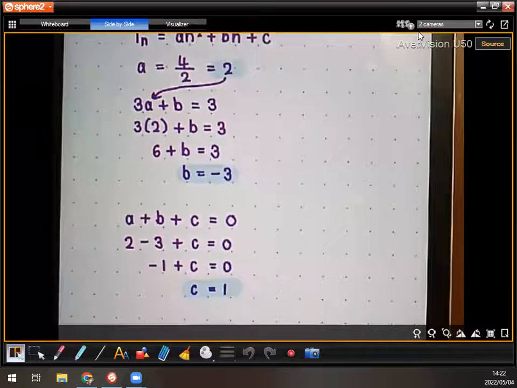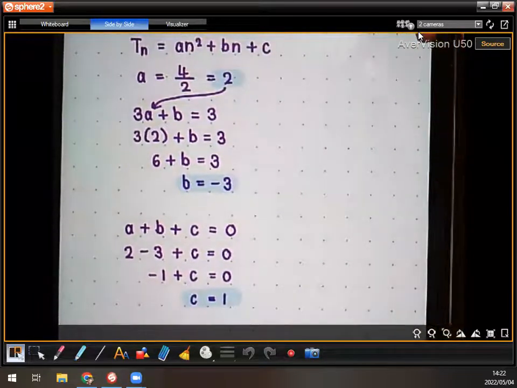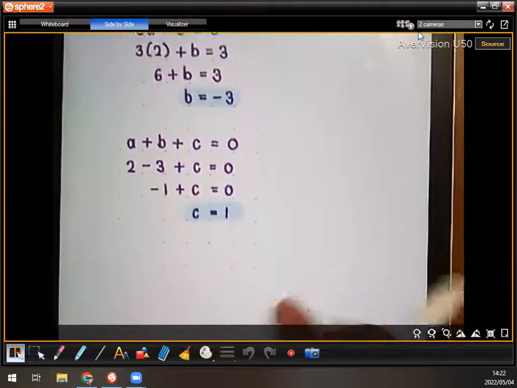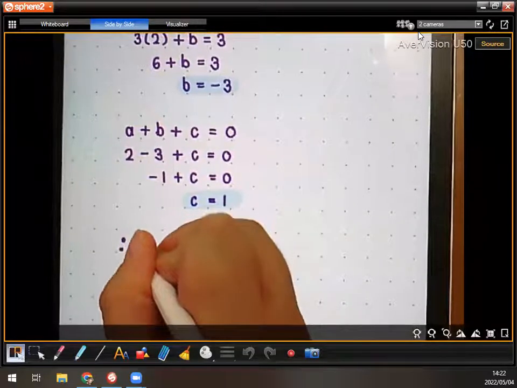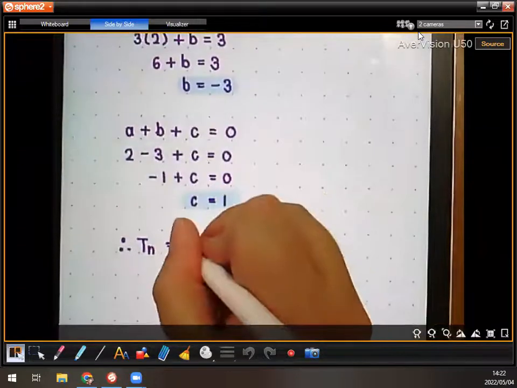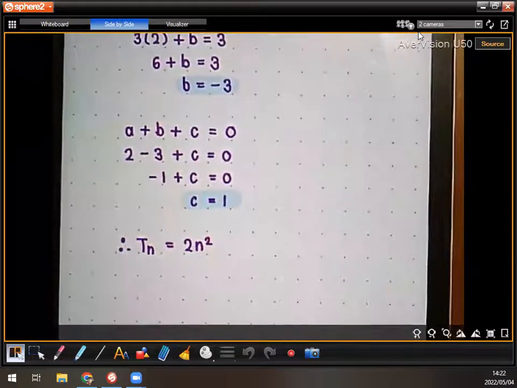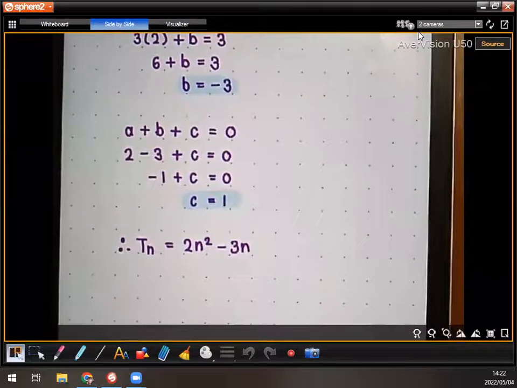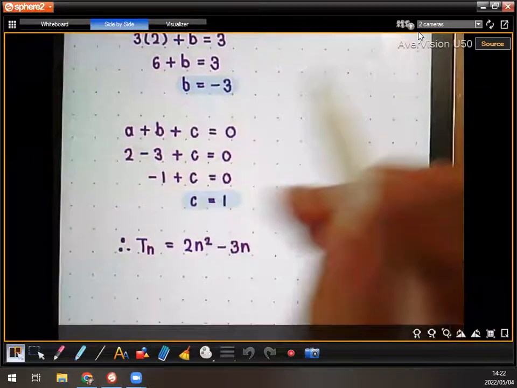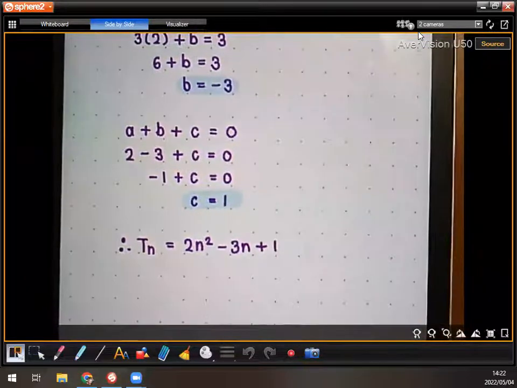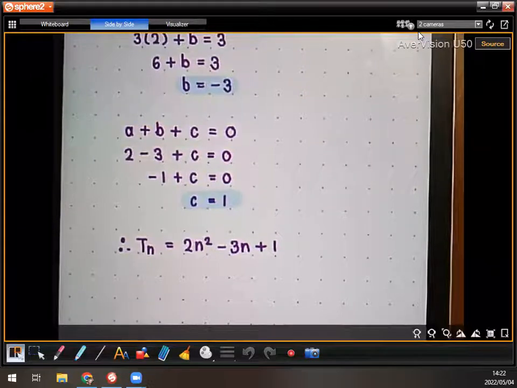So now all that's left for us to do is to actually rewrite this AN squared plus BN plus C with our actual values in the formula. Okay, so we're going to say therefore term N is AN squared. A is 2. So 2N squared plus BN, sorry, I said plus 3N, but I meant plus BN. B is -3, so that's -3N. And then plus C, so plus 1. Okay, and that's the answer, guys.